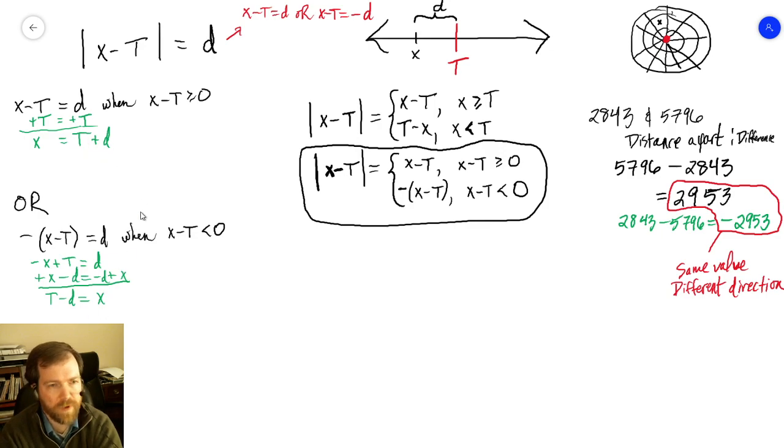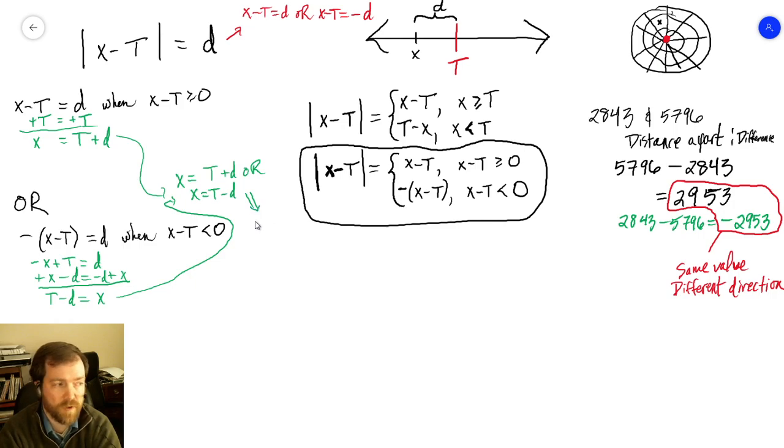So what does that mean when we bring these together? That means that x is going to be equal to t plus d, or x is equal to t minus d, which if you want to write it in shorthand, this is x is going to be equal to t plus or minus d.